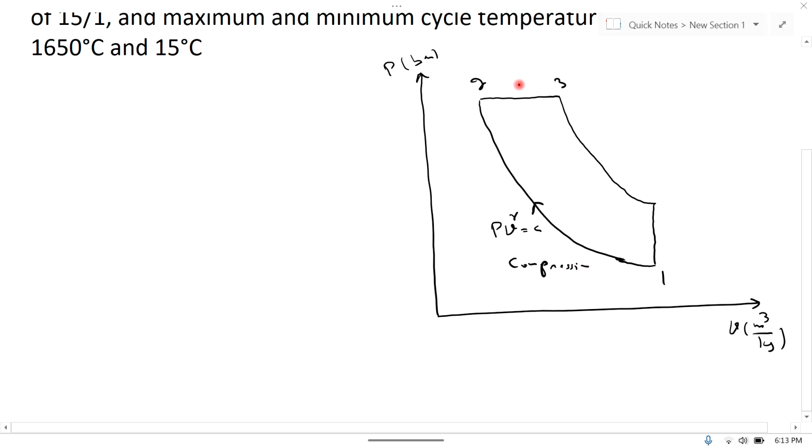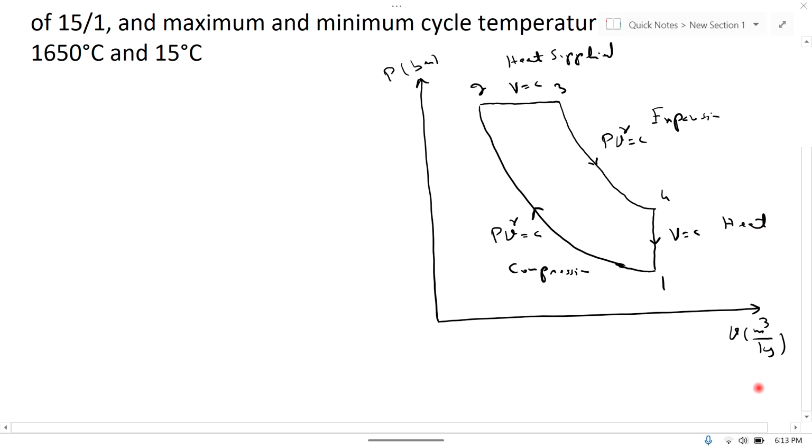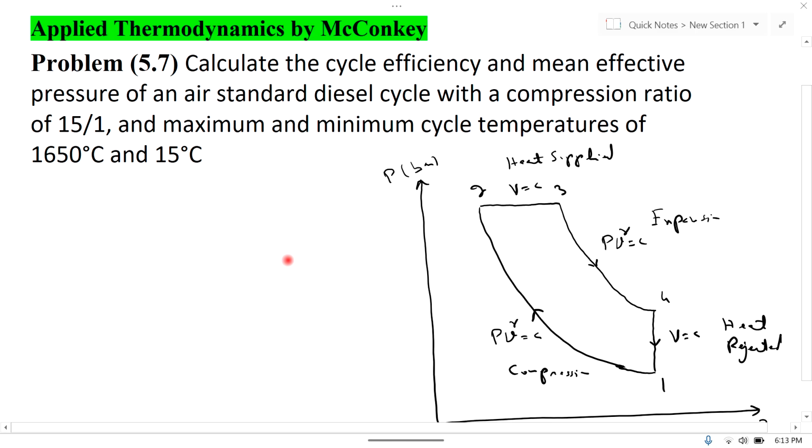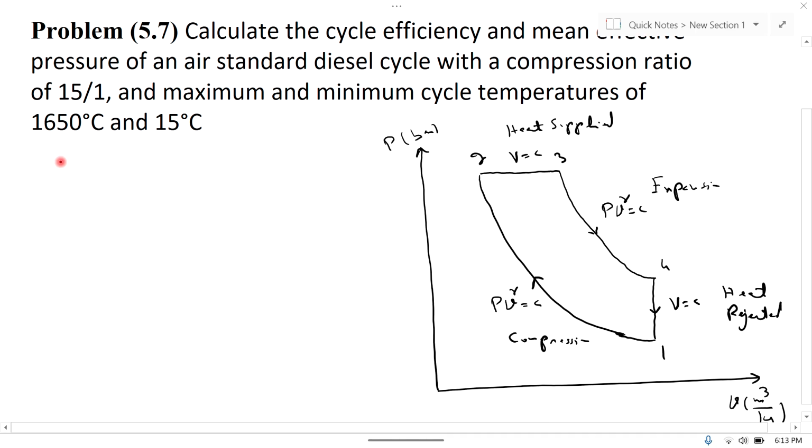Process 2 to 3 is heat supplied at constant pressure, and process 3 to 4 is adiabatic expansion, and process 4 to 1 is heat rejected at constant volume in the diesel cycle. This is the PV diagram. Now the statement is: calculate cycle efficiency and mean effective pressure of an air standard diesel cycle, and given data.